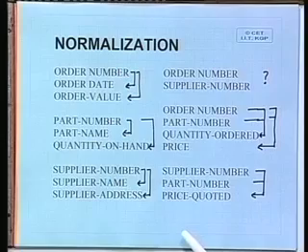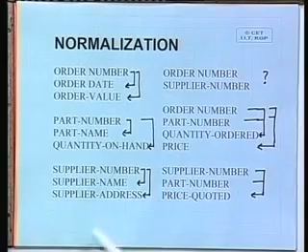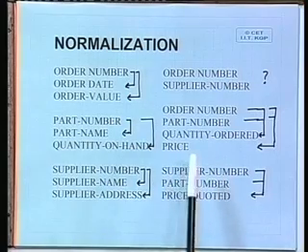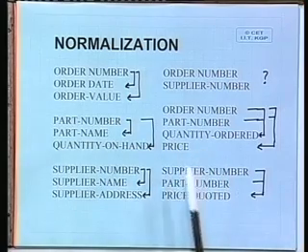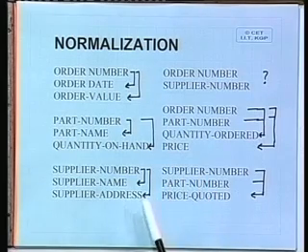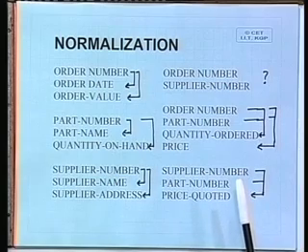Yes or no? This is definitely in second normal form because there are no non-full dependencies. Now, is it in third normal form? Yes or no? It is not in third normal form because why? See, for something to be in third normal form, you have to have transitive dependencies to be removed. Is there any transitive dependency?